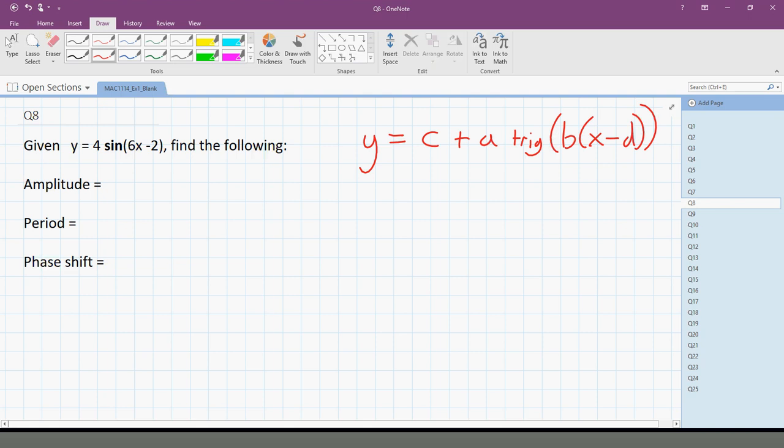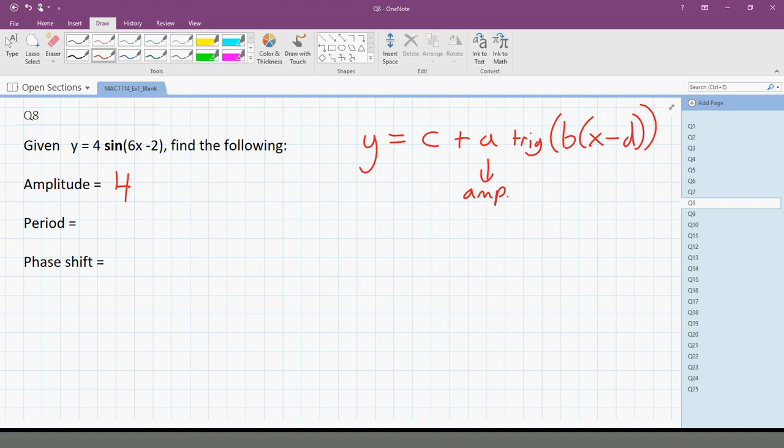So here it wants to know the amplitude. And the amplitude dealt with which variable up there? It's 4. Yes, you got the number, which deals with the A. The A was all about amplitude. And in our case, this time it's 4.